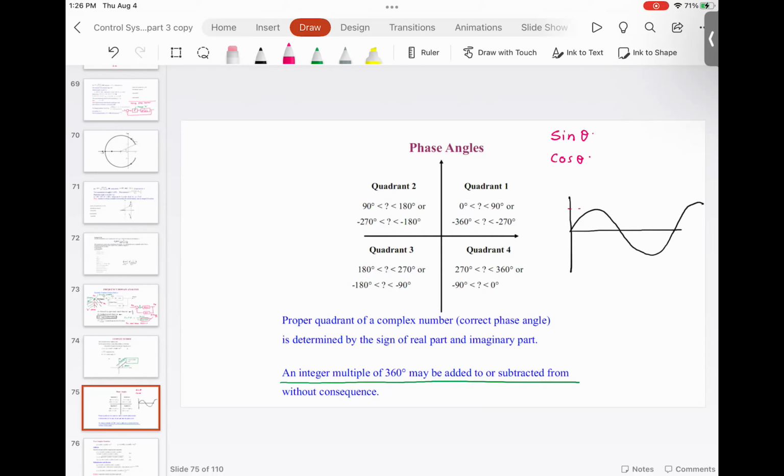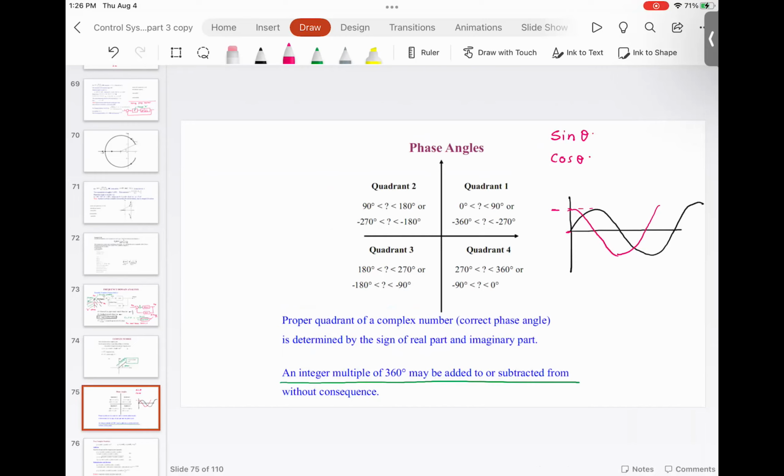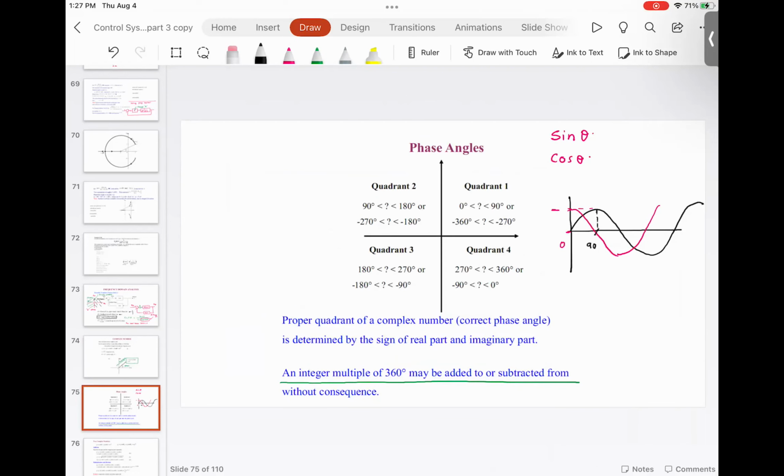And I'm going to plot this cosine signal. One thing to be observed is this cosine signal is maximum when theta is equal to zero. However, this sine signal is maximum when theta is equal to 90 degrees. So what that means is there is this 90 degree phase shift between the sine and cosine.